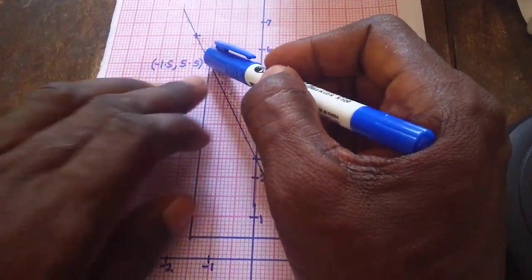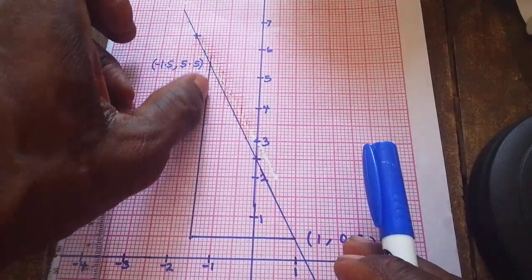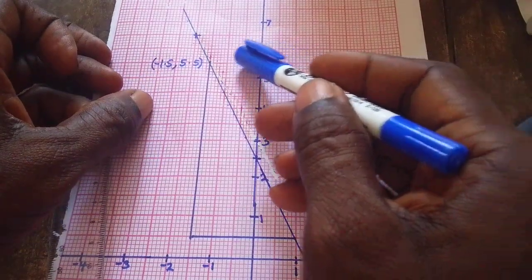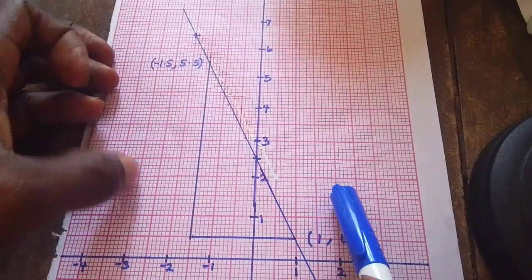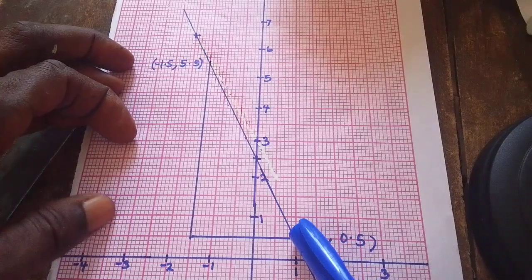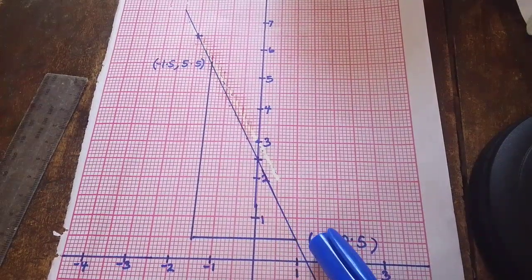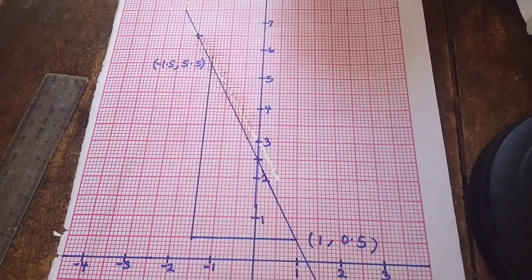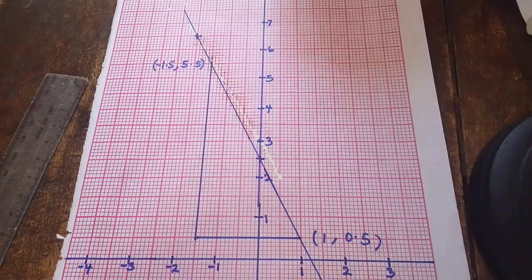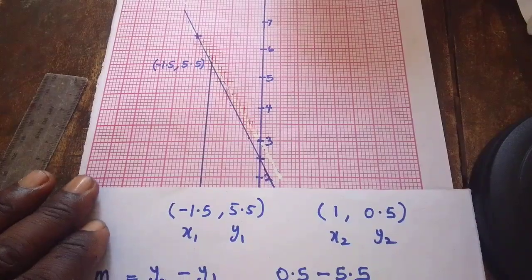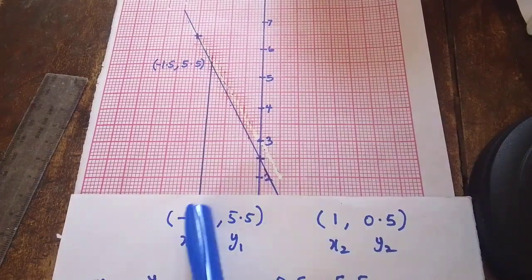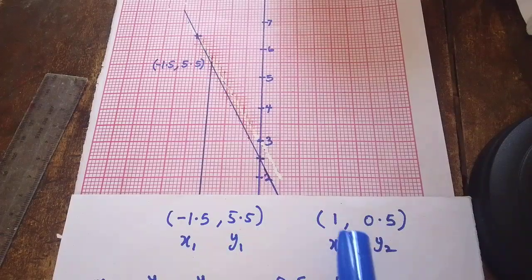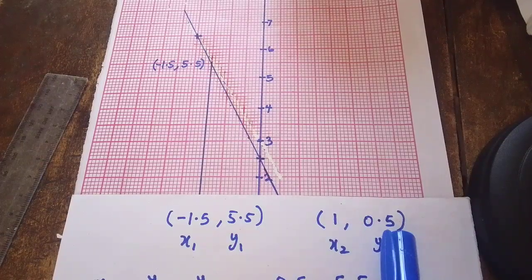At this point, I realize that the value for my x is minus 1.5, and the value for my y is 5.5. Then at this point, the value for my x is 1, and the value for my y is 0.5. So those are the two coordinates I'm picking. When x is minus 1.5, y is 5.5, and when x is 1, y is 0.5.